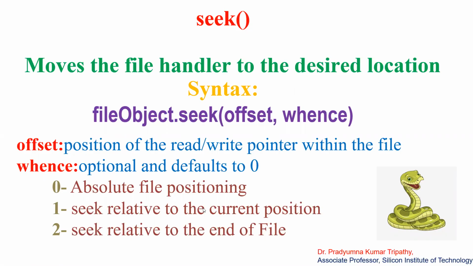Okay. The seek function moves the file handler to the desired location. I have given the example in the previous slide. You just have to write file object dot seek, then offset and whence. Offset is how many bytes you want to move, right? Whence will say relative to which position. So relative to which position, the whence will say.